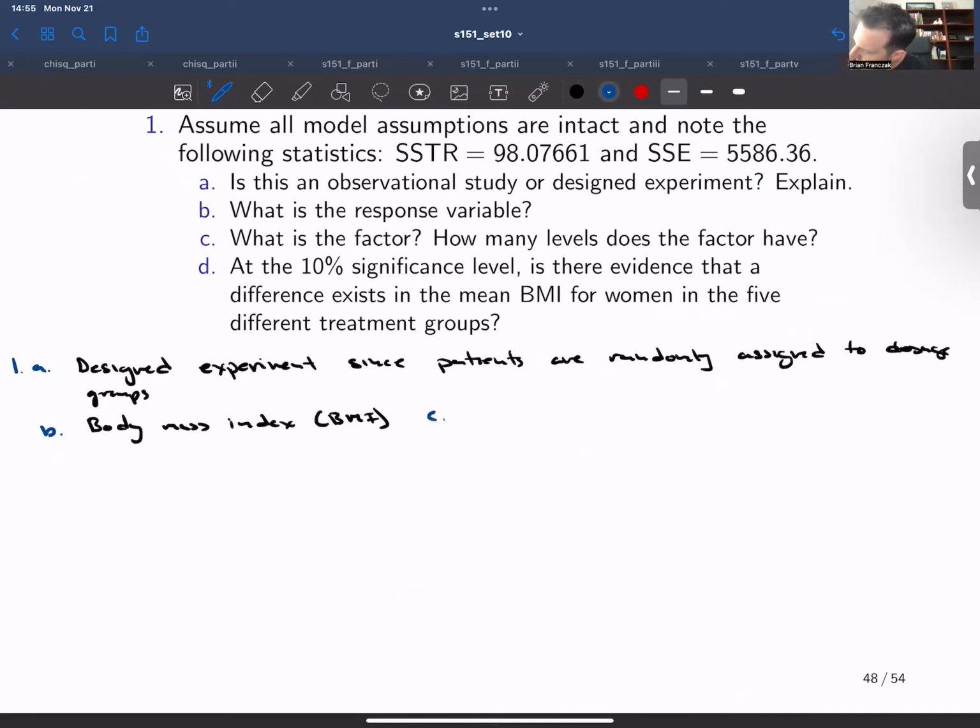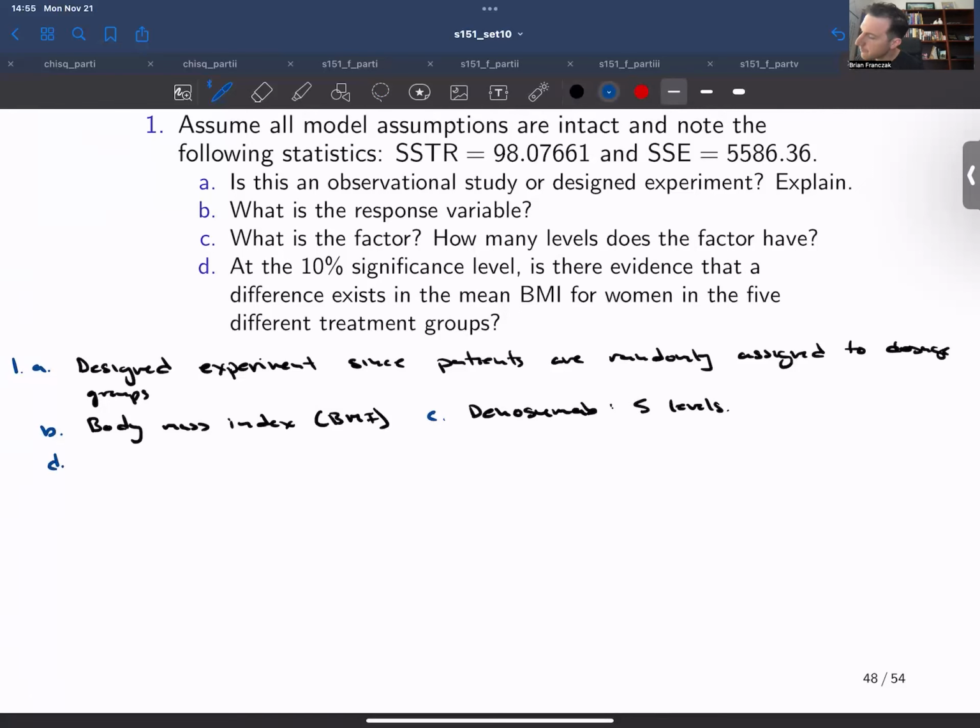Okay, and then C, what is the factor? The factor is the drug of interest, so the Deno drug. Okay, so this is the variable that we are using to split the groups. And there are 5 levels because we have 5 different dosages, 0, 14, 60, 100, 210. Okay, so the drug is the factor that splits the response variable into groups.